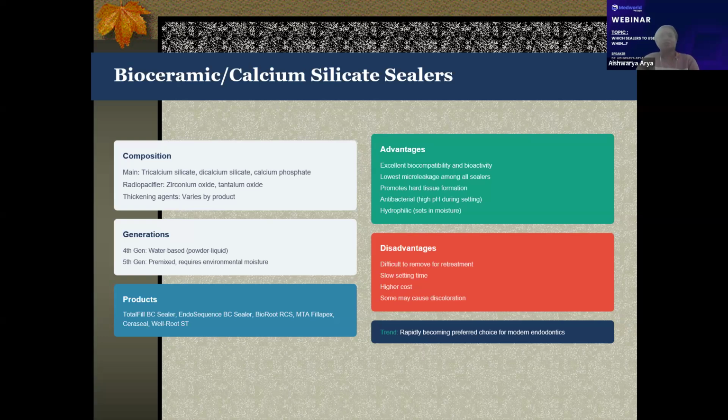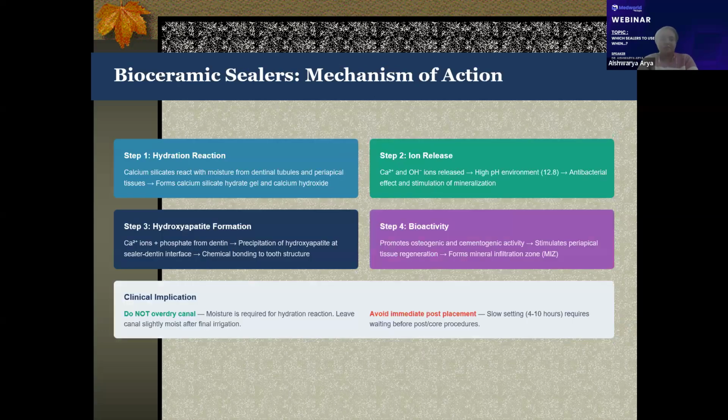Lowest microleakage: there are a lot of evidence based articles regarding bioceramic sealers having the lowest microbial leakage, promoting a large amount of hard tissue formation, and of course having antibacterial properties. But definitely the most important disadvantage with bioceramic sealers is that they are very difficult to remove during retreatment cases, and they also have very high chances of setting very fast. And of course, bioceramic sealers have a considerable cost factor.